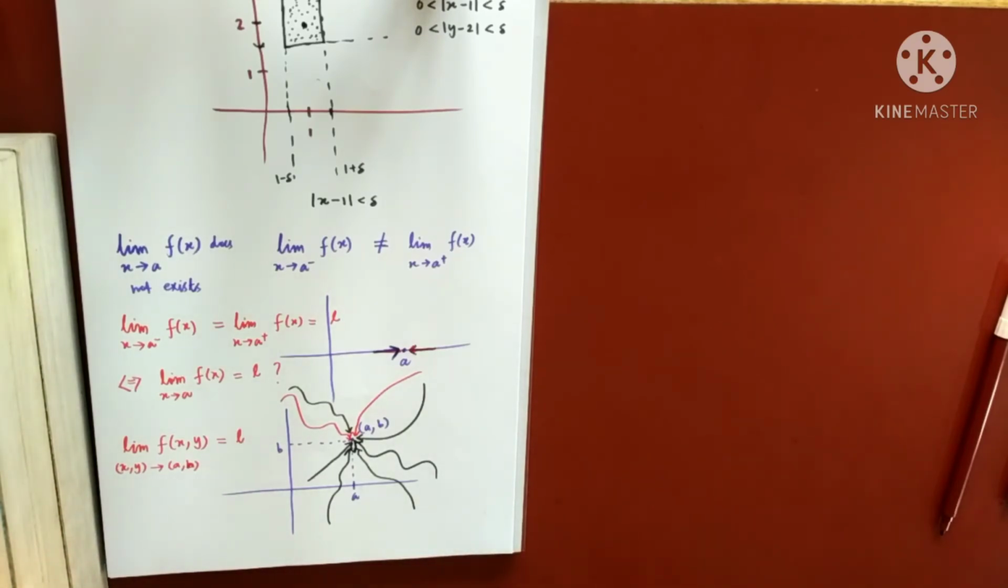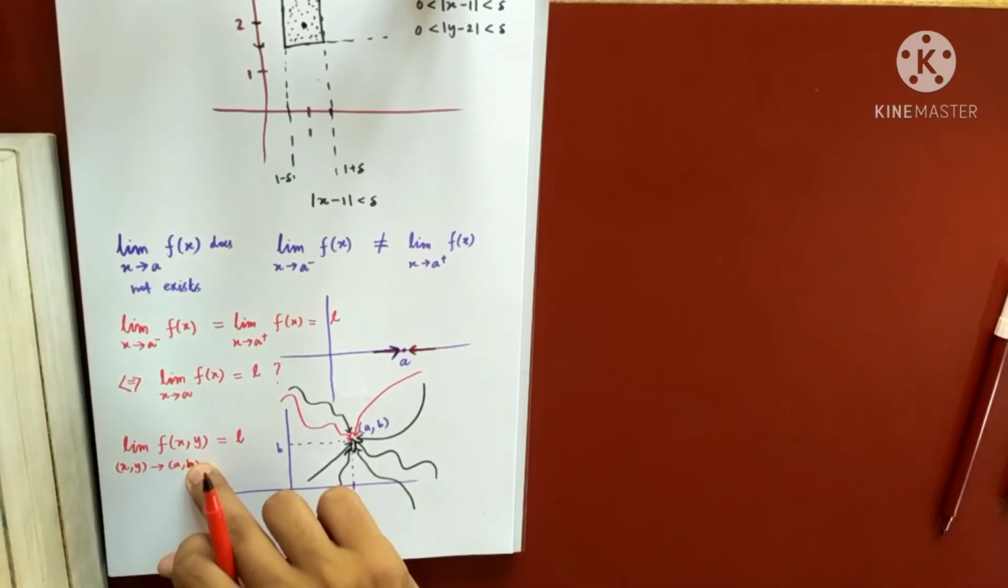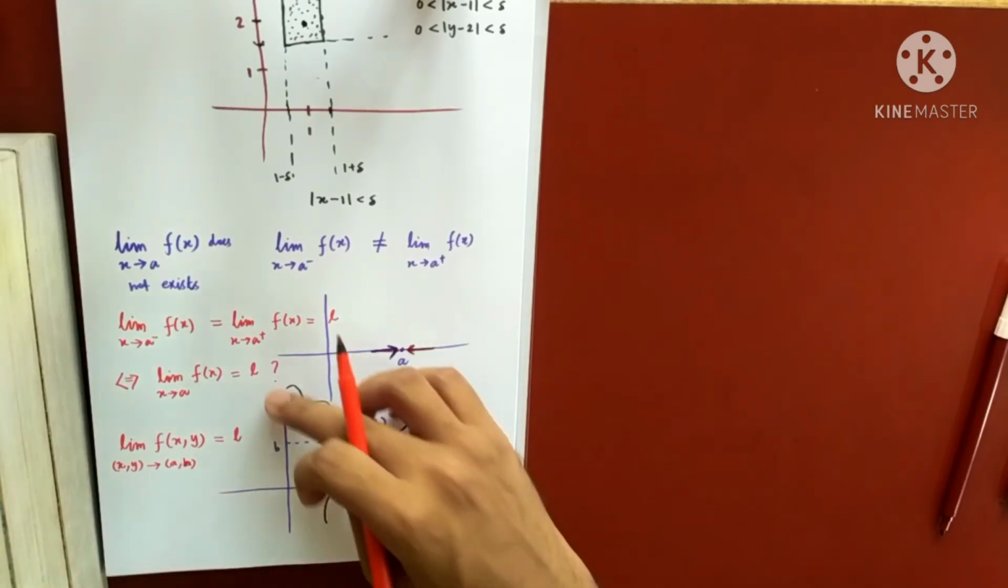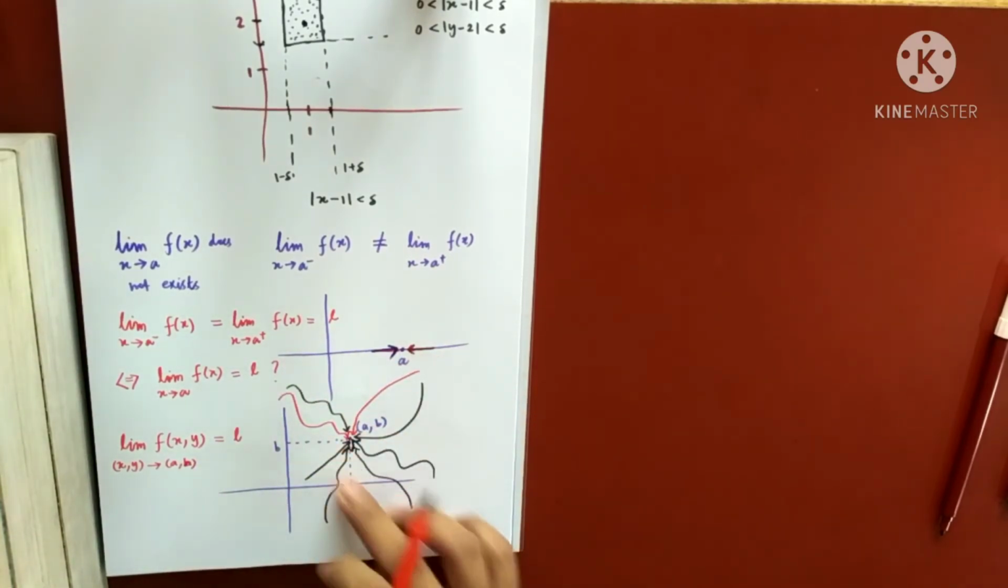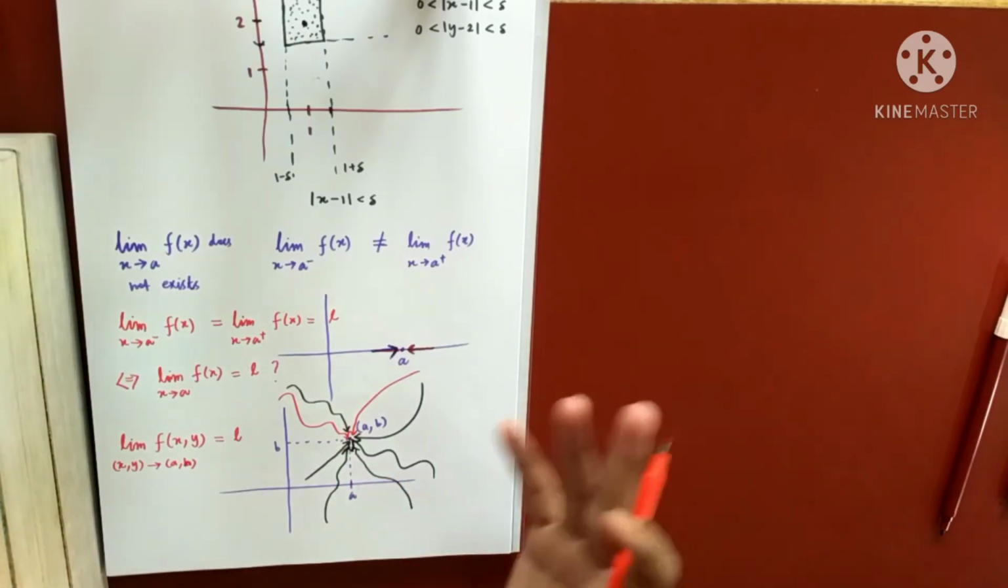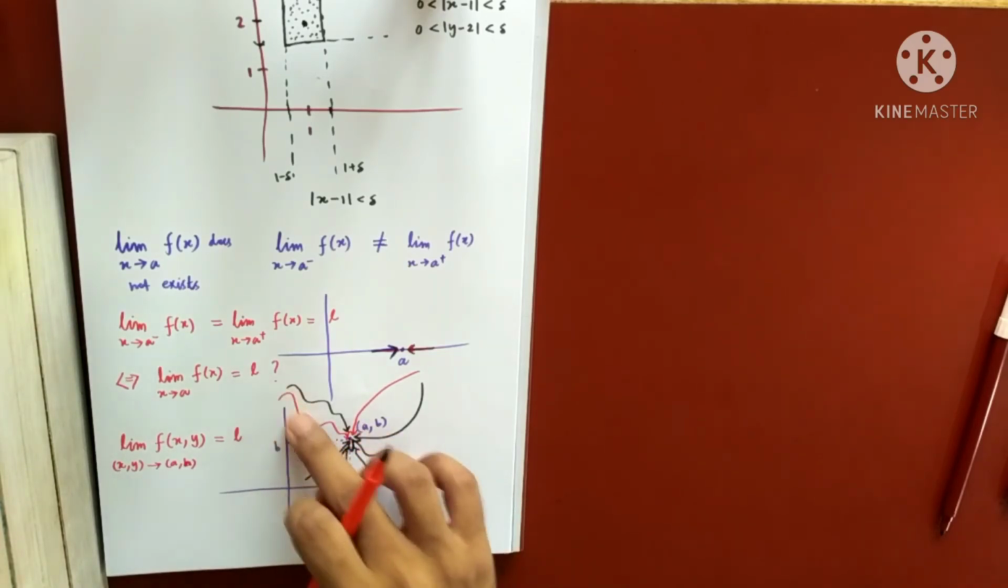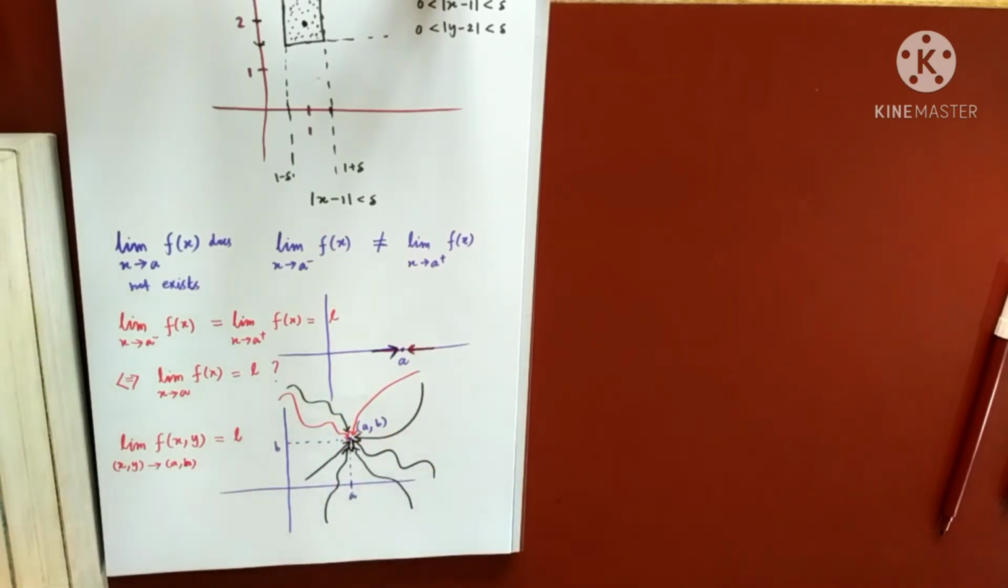So let me state that. When the limit exists, then the limit along any path will be the same. But remember, the converse is not true. You cannot say that if I am going along this line and this line, and they are becoming equal, then the limit exists. No, you have to check all possible paths, which is not at all possible. Let me state that as a theorem very quickly.